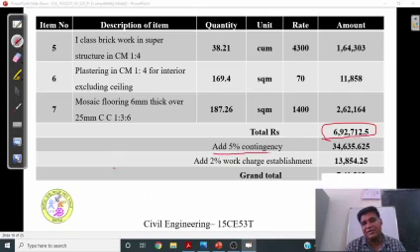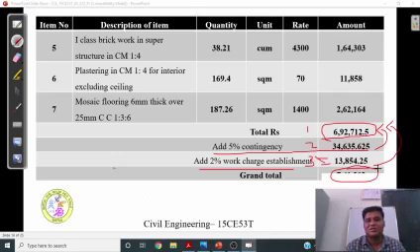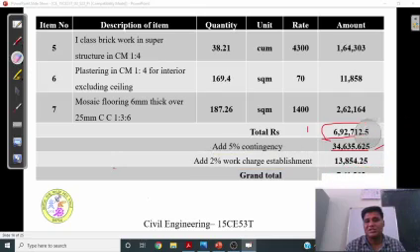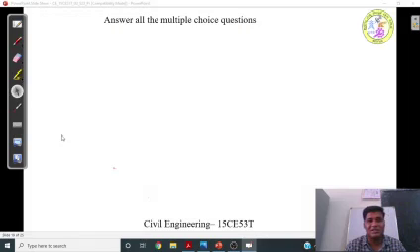And then I am going to add 5% for contingencies, meaning for miscellaneous works and incidental expenses, and I am going to add 2% of this total for work charge establishment, that is for appointing security guards or supervisors. Then these three, 1, 2 and 3, will be added to get the final amount of the estimate. So this is the process of how to calculate the abstract and the quantity estimation of buildings.